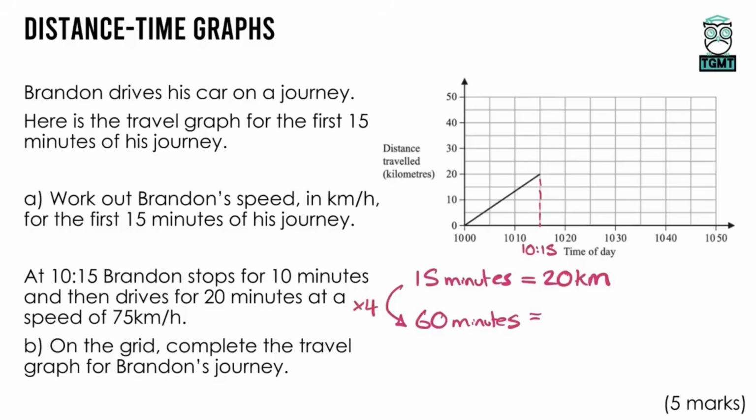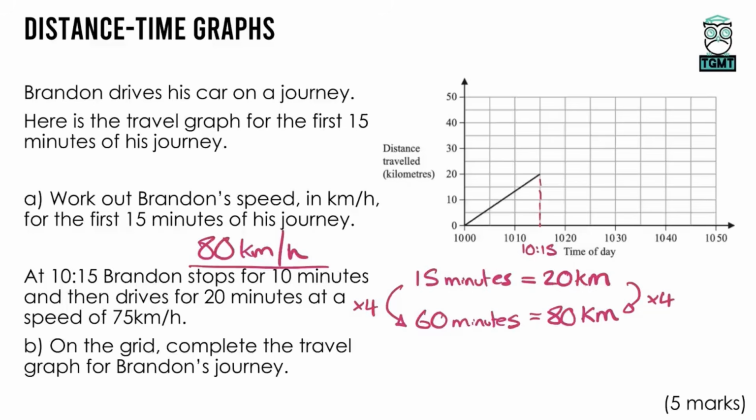60 divided by 15 is 4. So all we would need to do is times by 4. And that means we would go 80 kilometres in 60 minutes. And there we go. So our speed in that first 15 minutes is 80 kilometres per hour. And there we go, that'll be our final answer for part A.